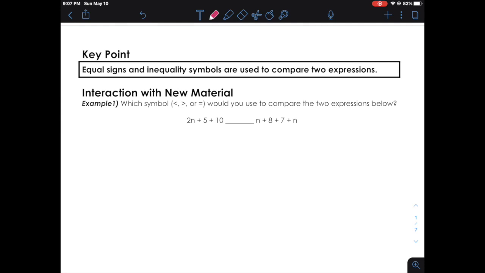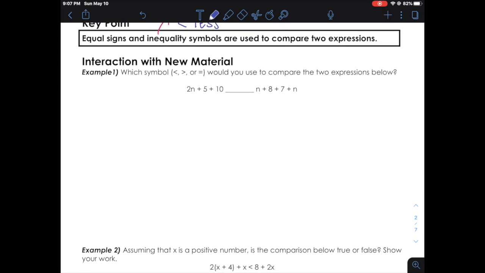So we have a key point for today's lesson. Our key point says that equal signs and inequality symbols are used to compare two expressions. So just one more time, I'm going to say that inequality symbols are greater than and less than.